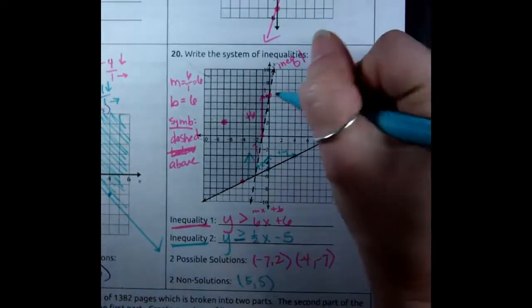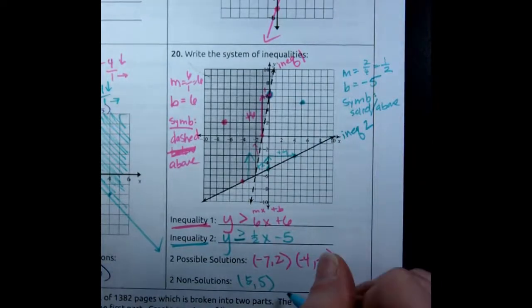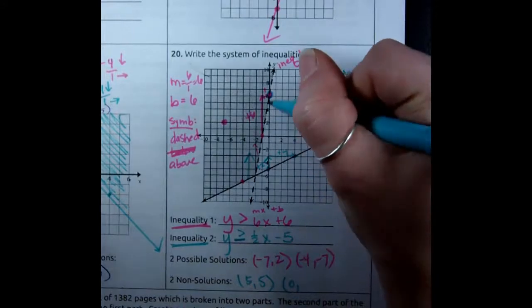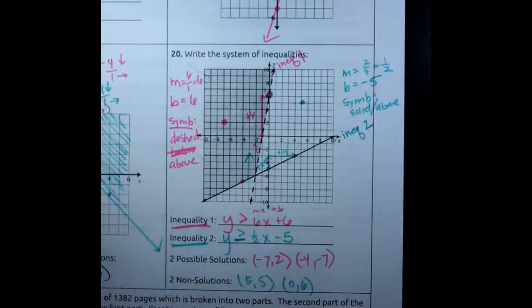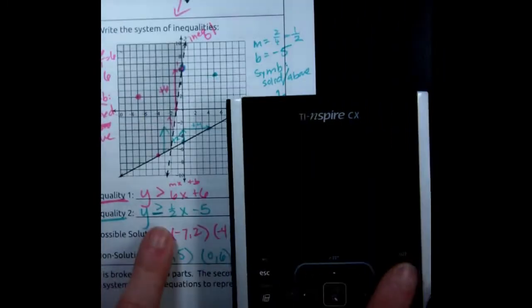And I could pick a point on the dotted line. And that would not be a solution because it's a dotted line or a dashed line. So that is at 0, 6. Okay, so remember, if it's in the double shaded region, it's on the solid line, it works. If it's on the dashed line, it does not work. I could graph these to check my answer as well if I was not satisfied that this was the answer, if I was maybe nervous about it.